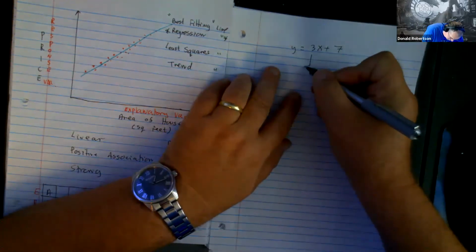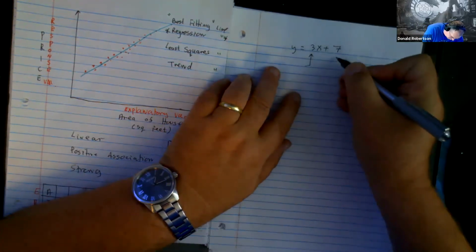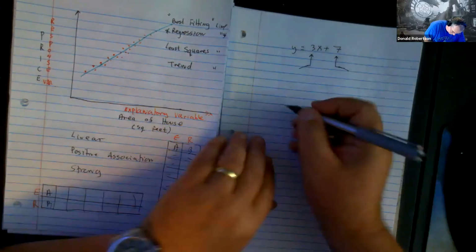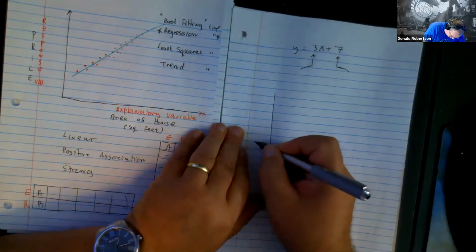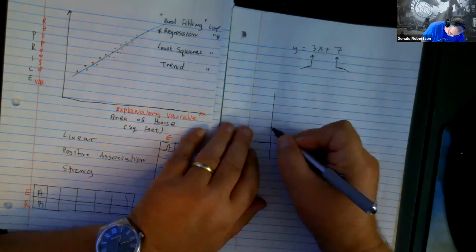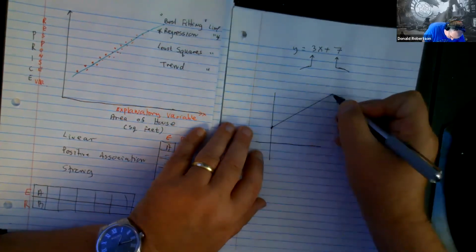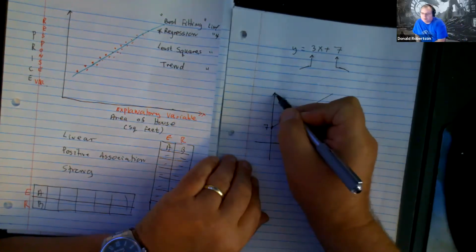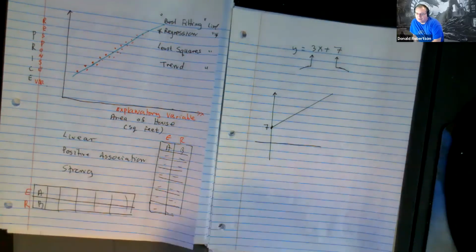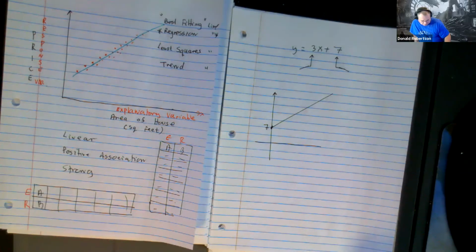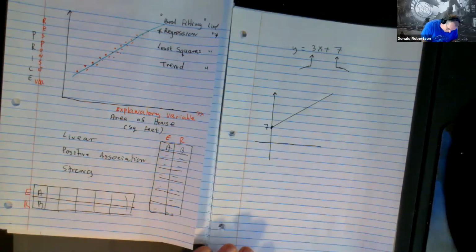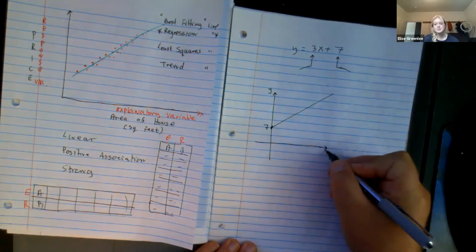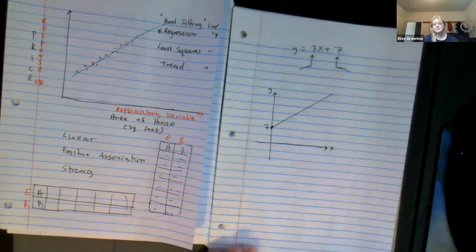There are two numbers that you can use in the equation of a line. Here they are. If I draw a very basic sketch of what that line might look like, it might look something like this. That number there, the number 7, does anybody remember what name we give to that point on the line where it crosses the y-axis? The y-intercept. Great, it's called the y-intercept.